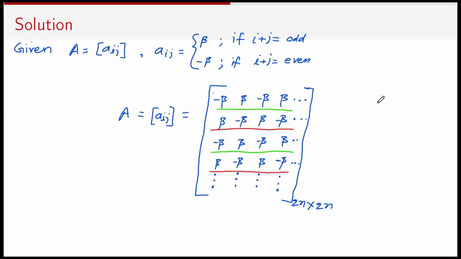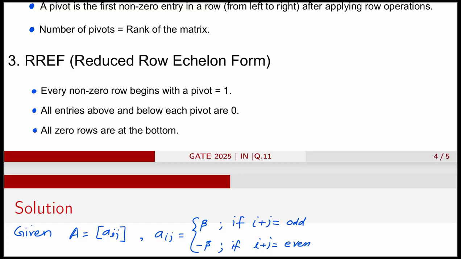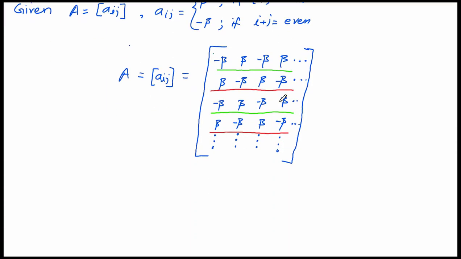So coming to the solution, we are given A = [Aij], where Aij equals beta if i plus j is odd, and Aij equals minus beta if i plus j is even. Here i is the row index and j is the column index of the element. If we expand this matrix, it will look like this.